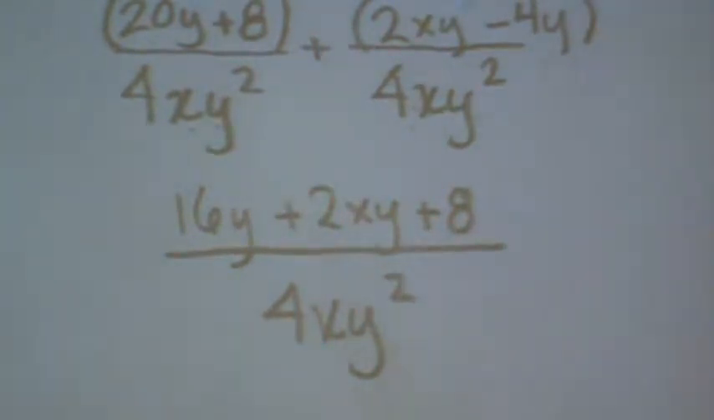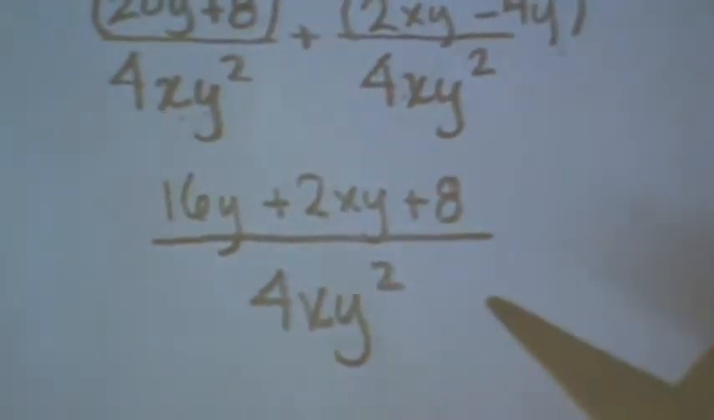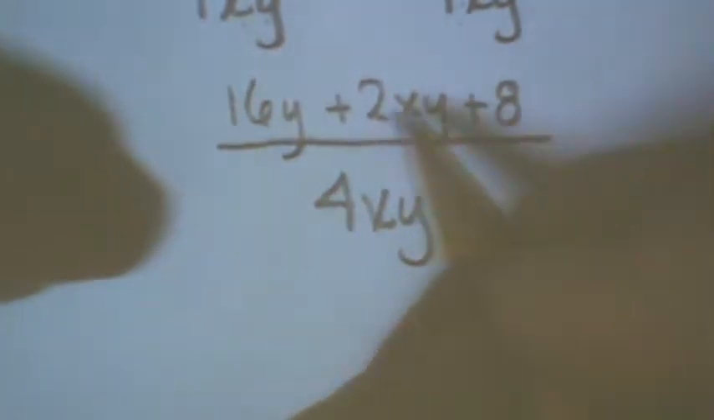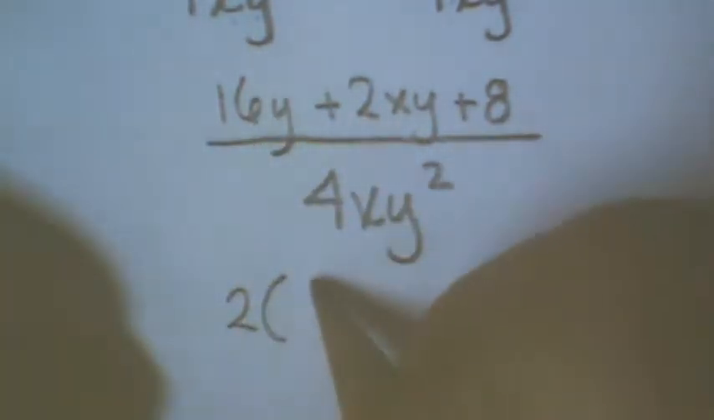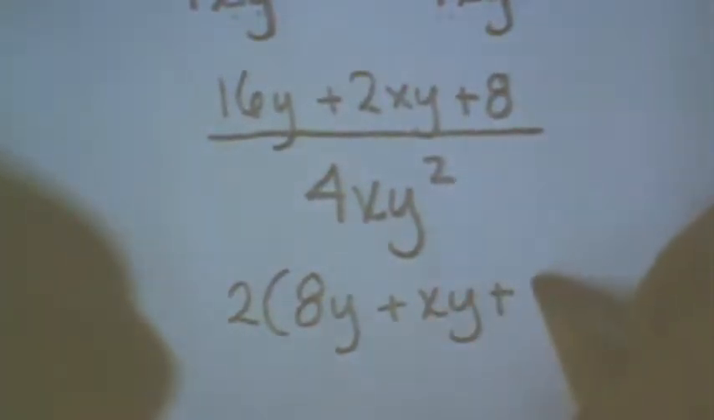Now, you could take a 2 out of all of these terms. That's the only thing you can do to simplify this problem. Your greatest common factor in the numerator is 2. So if you took a 2 out of 16, you get 8y. Take the 2 out of 2xy, you get xy. And take a 2 out of 8, you get 4.